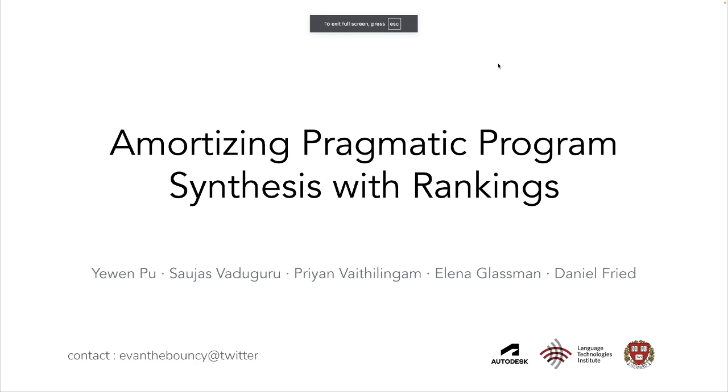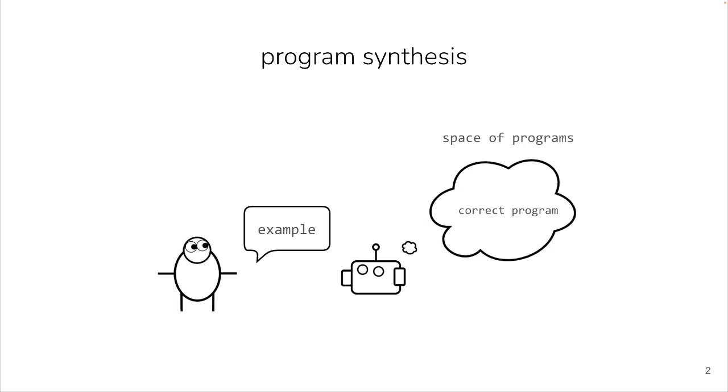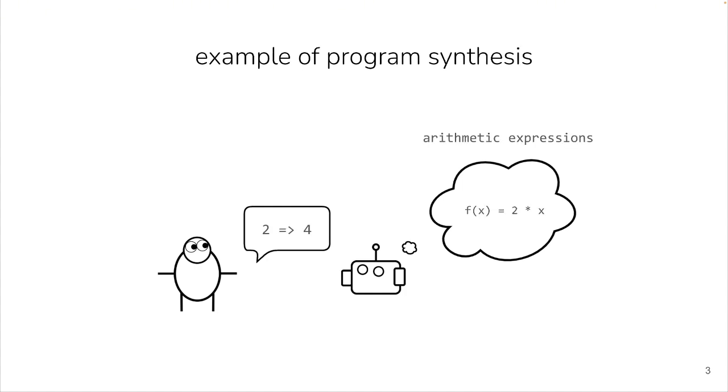All right, let's look at amortizing pragmatic program synthesis with rankings. What is program synthesis? In program synthesis, the system maintains a space of programs. The user gives an example, and the system returns a program that is from the space and consistent with the example. For example, suppose the space is all possible arithmetic expressions.